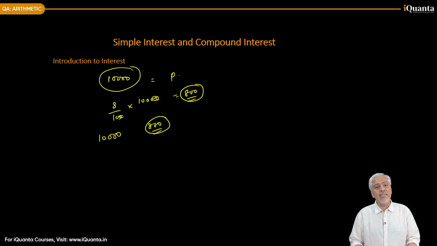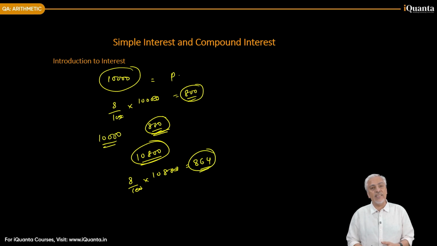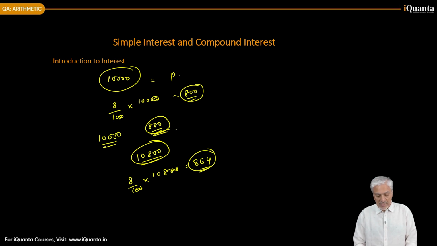But what happens in that case? In the second year you will earn interest on 10,000 also and you will earn interest on 800 also. So you will earn 8% of 10,800, the rate remaining the same. That will be 108 into 8, that will be 864.